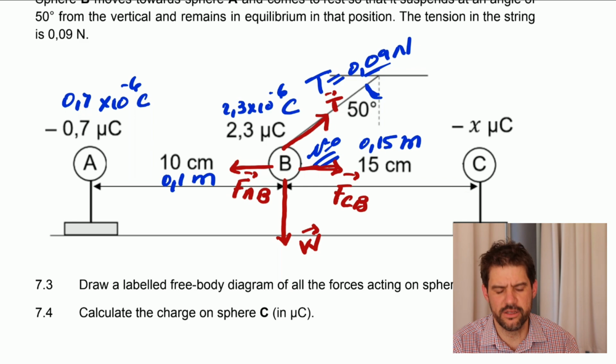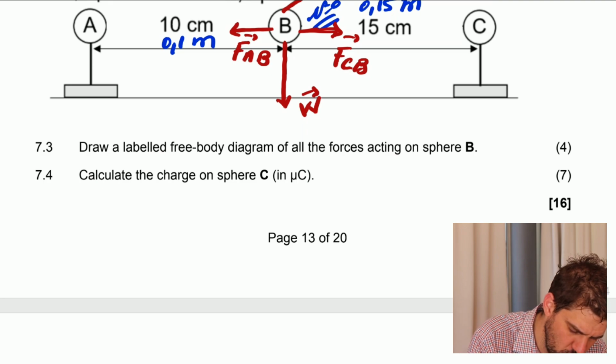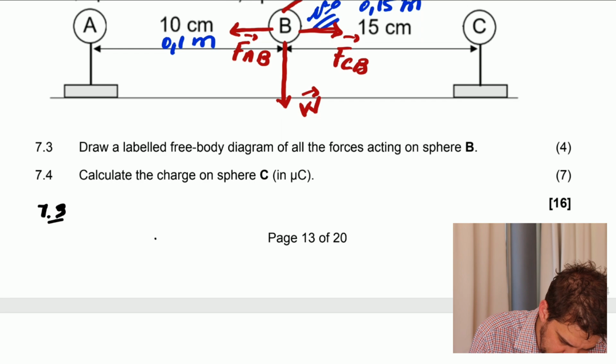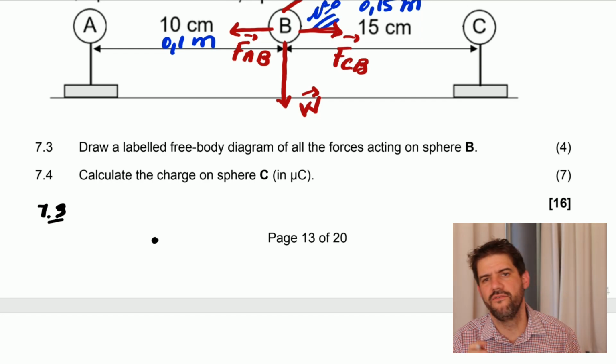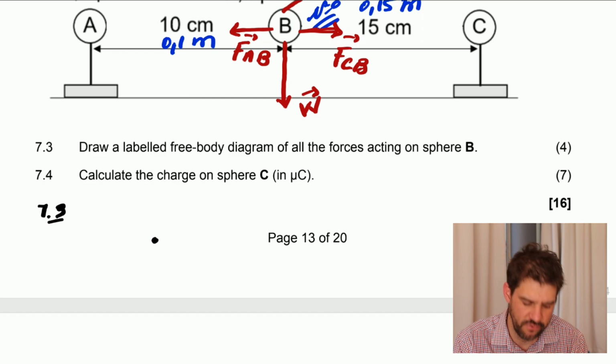Now, what I drew here is not the free body diagram. For a free body diagram, you have to represent it with a dot and all the forces coming from that specific dot. If you do it differently, you will lose marks. You cannot draw a force diagram anymore. You cannot include the components. It's not accepted any longer. So the only way is to have a dot and the forces coming off the dot.